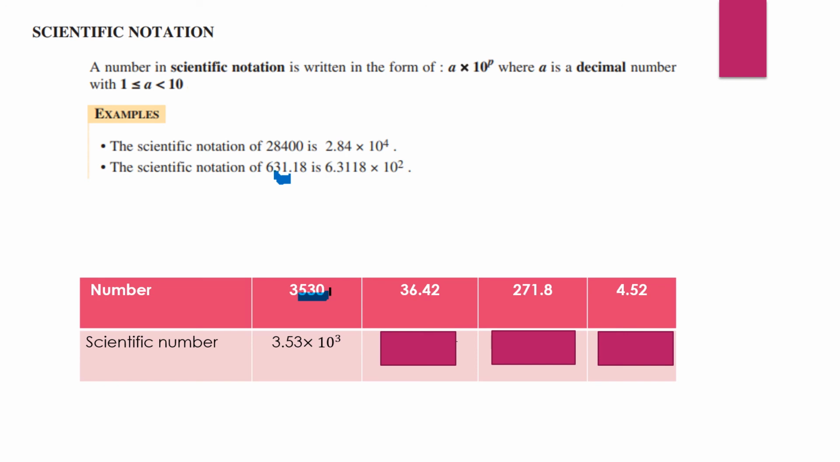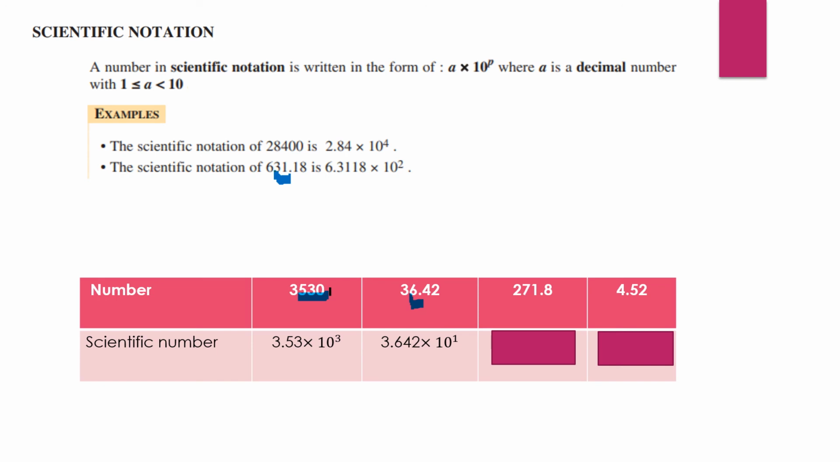The second example, 36.42. It's a number not between 1 and 10, so I want to move the point from right to left to become one digit, then point. So I will move it from here to here only. So it becomes 3.642 times 10 power 1, because I moved the point only one digit. So 3.642 times 10 power 1.